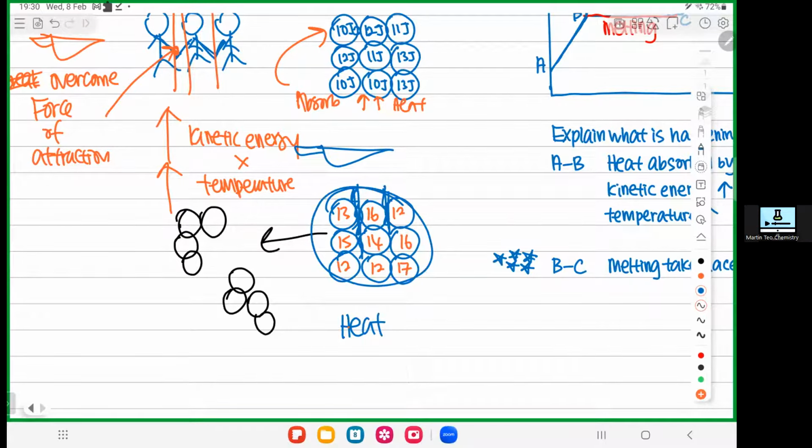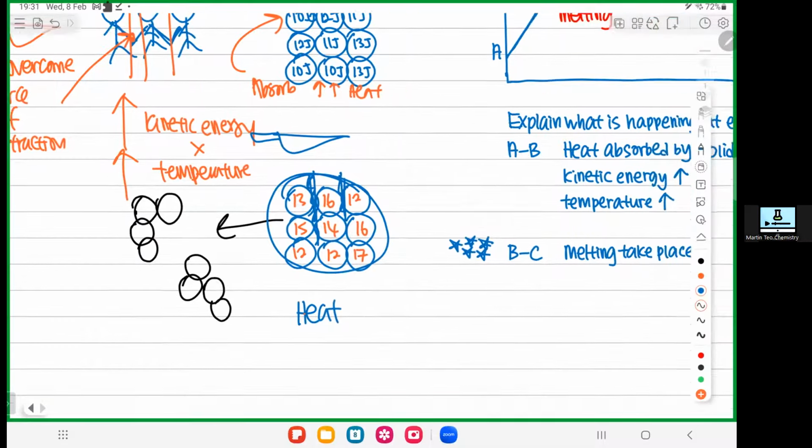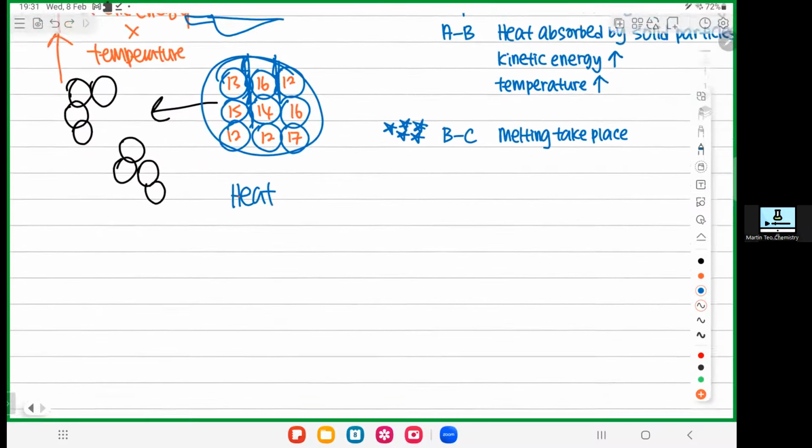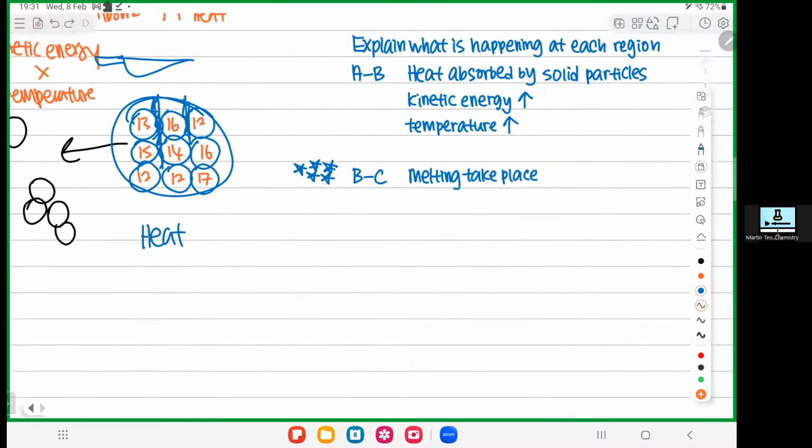So let me know in the chat box, can you imagine what is happening or not? Okay, anyone cannot imagine? Is there anyone cannot imagine what is happening? Let me know in the chat box if you cannot imagine. This is very, very important. That's why I don't want you to memorize long words like this. I want you to imagine. Okay, how are we going to put it in words?